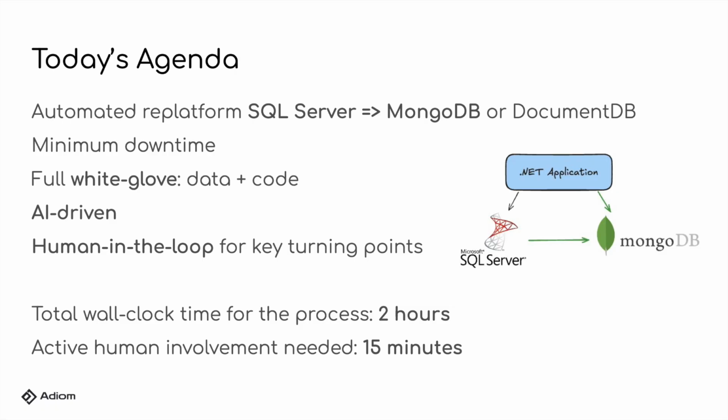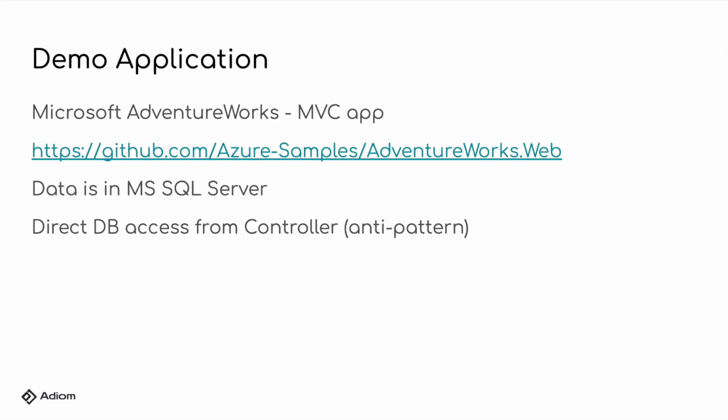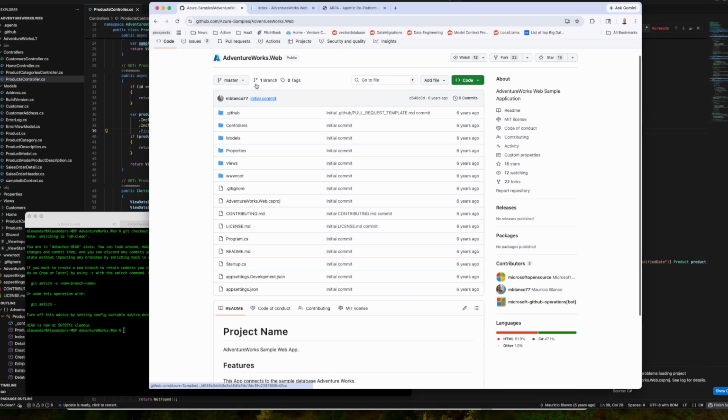The total wall clock time for the process is about 2 hours, but the active human involvement needed is barely 15 to 20 minutes. We will use the Microsoft AdventureWorks sample application for this exercise. It's a model view controller application that stores data in Microsoft SQL Server. To make things interesting, it accesses the database directly from the controller, which is an anti-pattern. This application is available on GitHub.